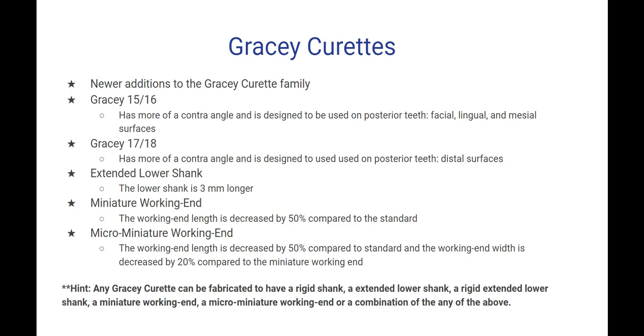The micro miniature working end: the working end length is decreased by 50% compared to the standard, and the working end width is decreased by 20% compared to the miniature working end. Hint: any Gracey curette can be fabricated to have a rigid shank, an extended lower shank, a rigid extended lower shank, a miniature working end, a micro miniature working end, or a combination of any of these.